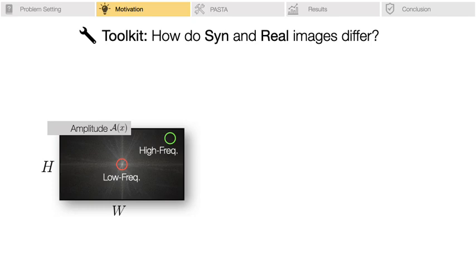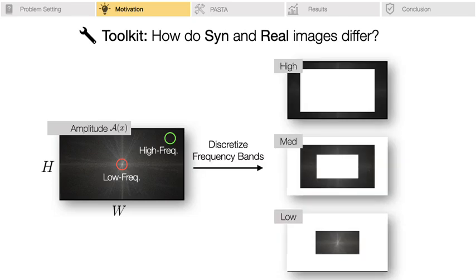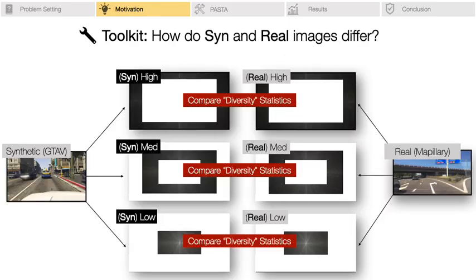For the remainder of this presentation, we assume that the amplitude spectra are zero-centered, meaning the low-frequency components have been shifted to the center. For both the synthetic and real datasets, we take the amplitude of each image and discretize the spectra into low, medium, and high-frequency bands. We then compare the standard deviation of the values in each band between the synthetic and real datasets.